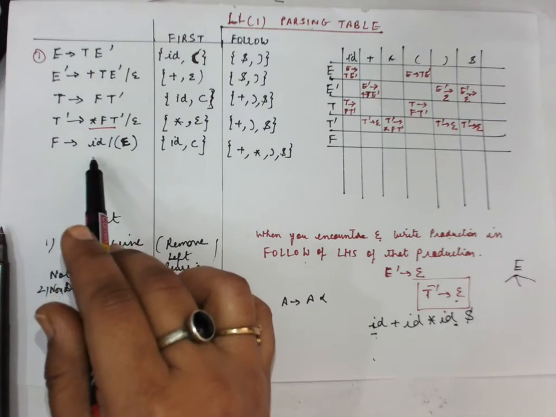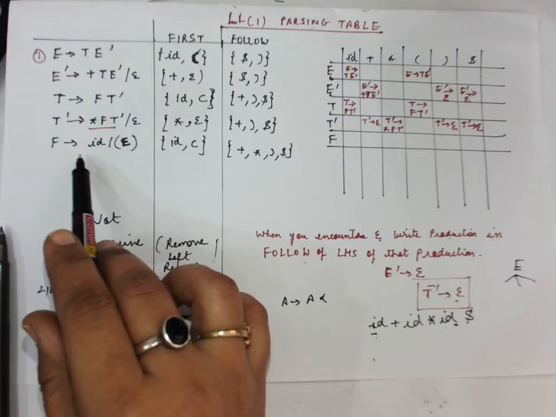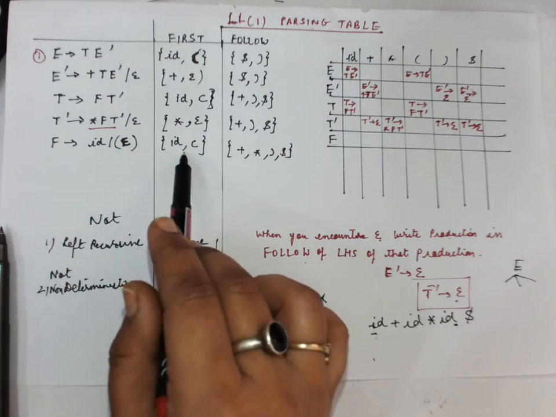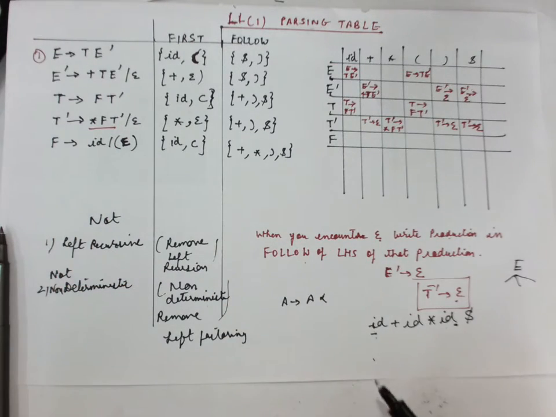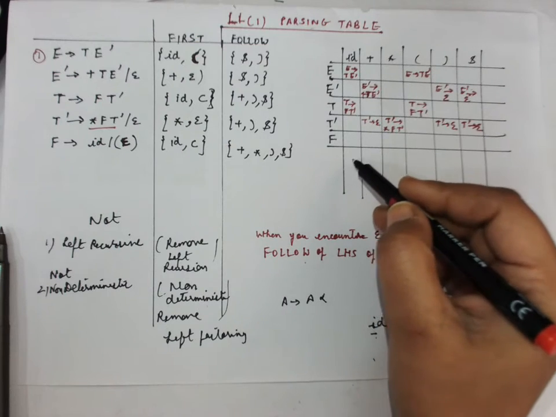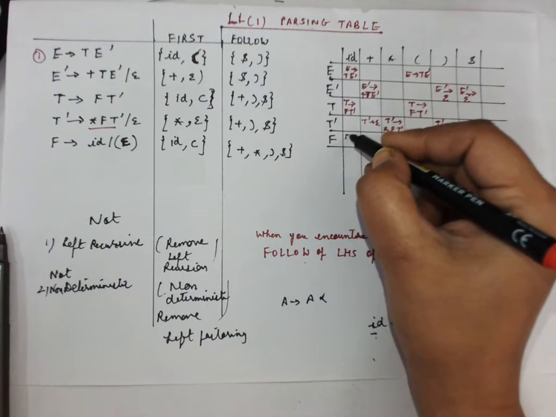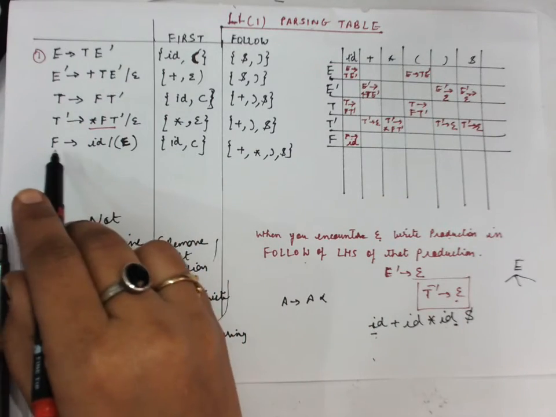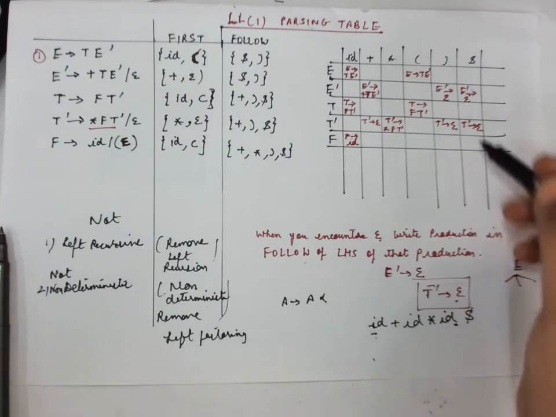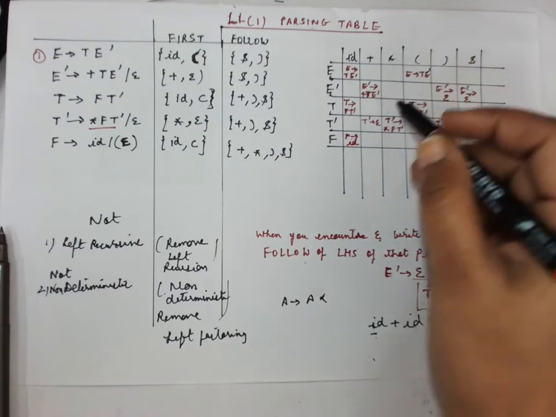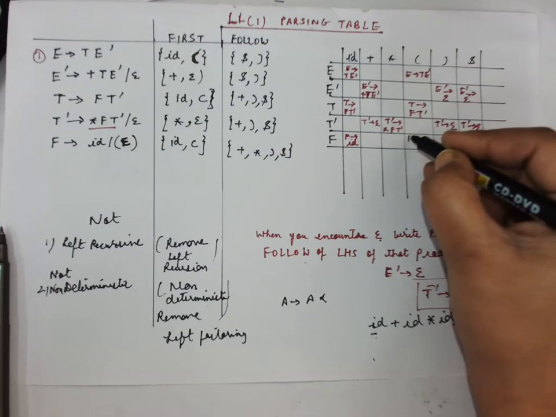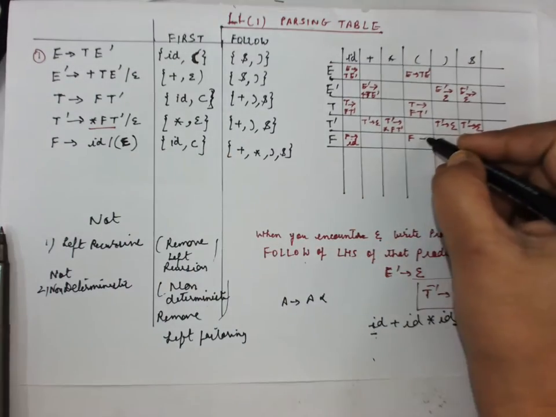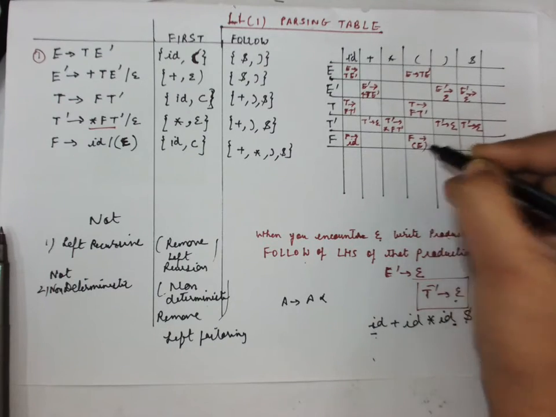Okay, now last we have F gives id and this. So F gives id, straight away the first of F would be id and this left parenthesis. So under id you will be writing F gives id, and for the left parenthesis you will be writing this rule, F gives (E).